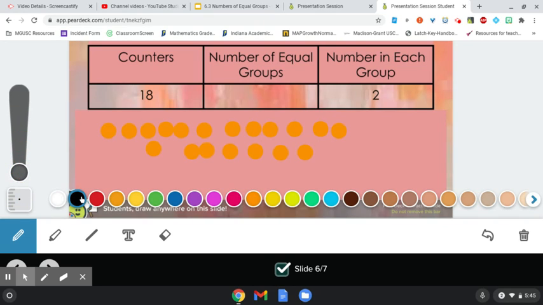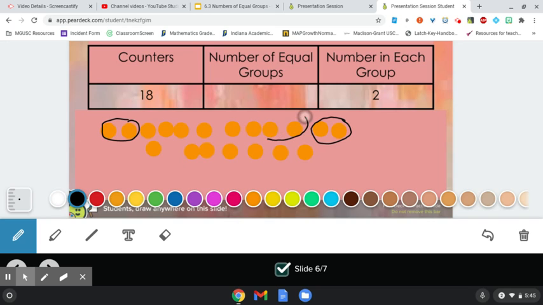So if there are 2 in each group, I'm going to circle 2. I'm going to keep doing that until I don't have any dots left or any counters left. So you should have done exactly what I am doing here in order to find your answer. And you can see here, as long as I am circling 2 at a time, it doesn't matter which way I circle them. I have some going up and down, some going side to side.